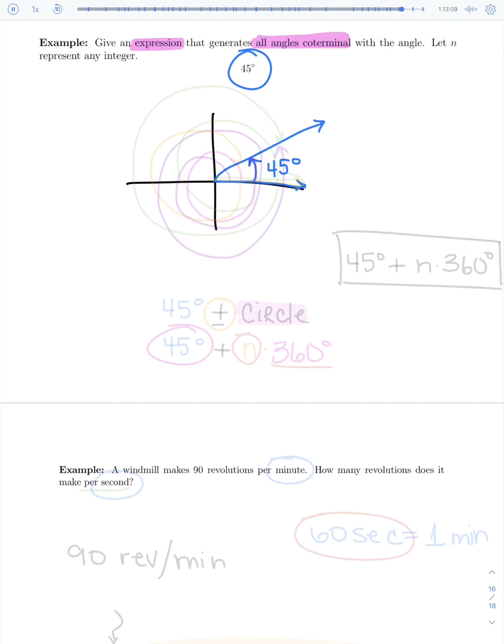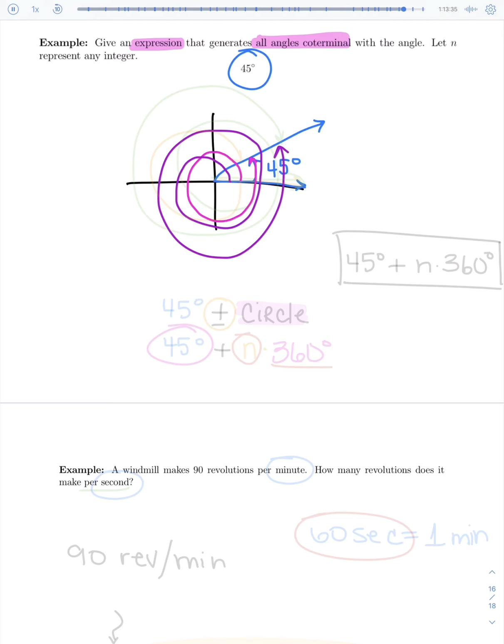Well, coterminal means that it would end at the same spot. Think about it this way. We'd go the 45 and then we'd keep on going around the circle. That would be one way to do it. And you could go around the circle not just once, but multiple times. So we could go to the 45, come around back, and go around as many times as we wanted.